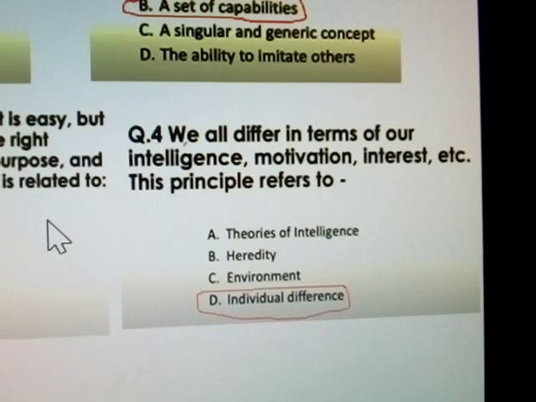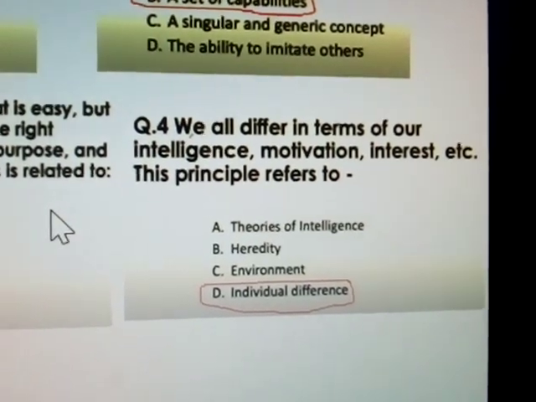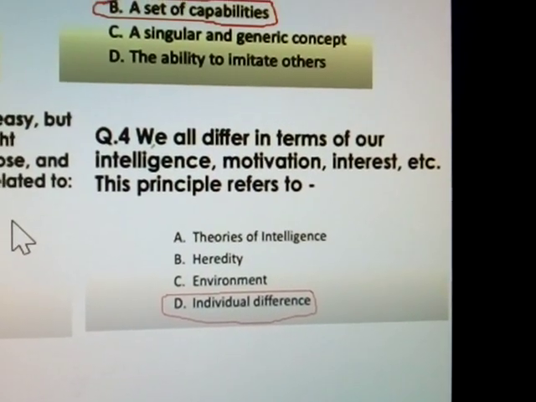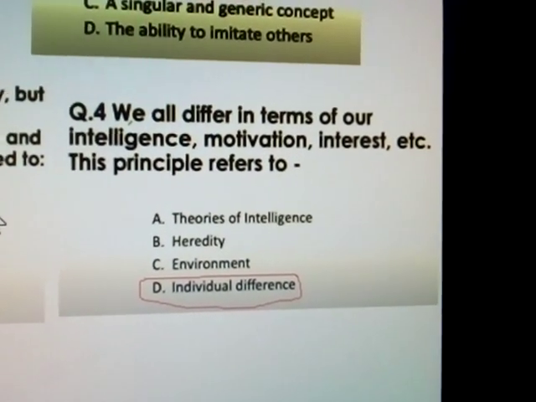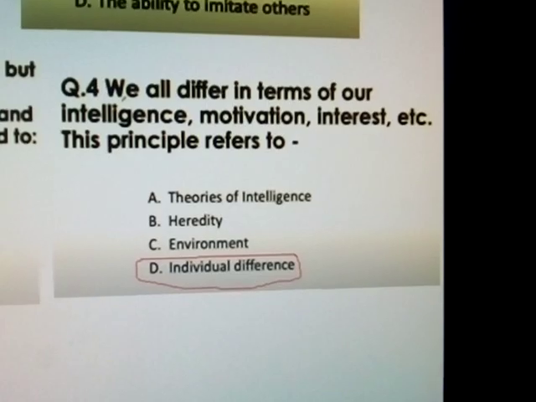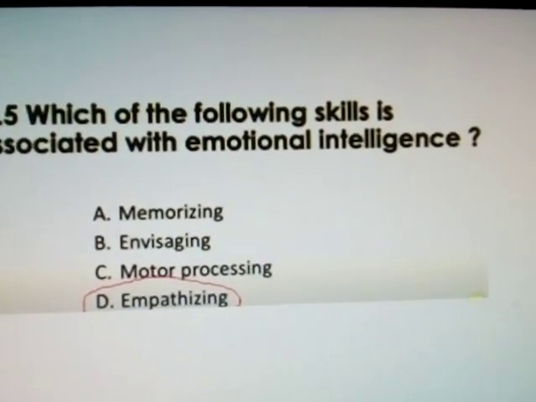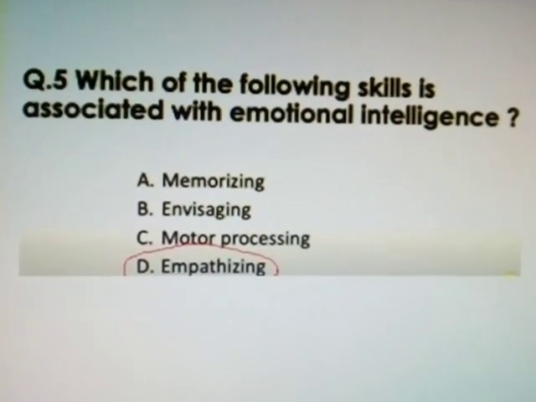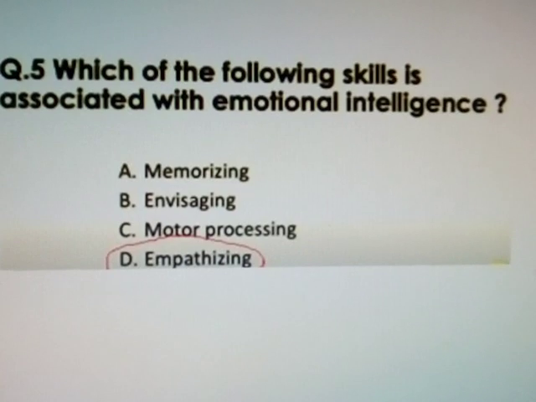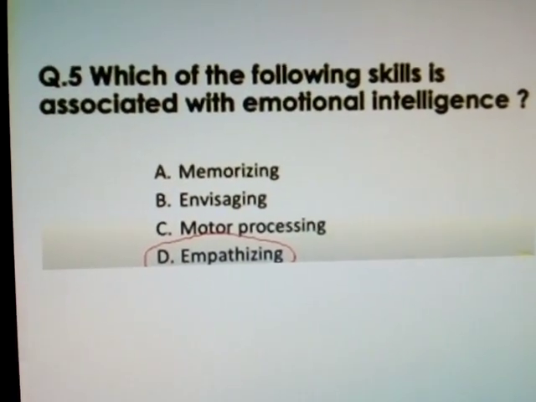Fourth one: We differ in terms of our intelligence, motivation, interest, etc. This principle refers to? Answer D, individual difference. Last question: which of the following skills is associated with emotional intelligence? Answer D, empathizing.